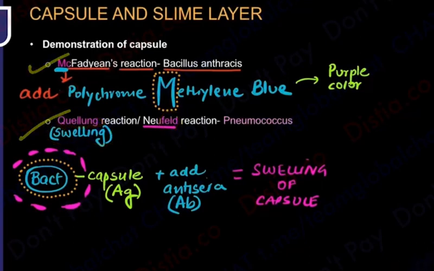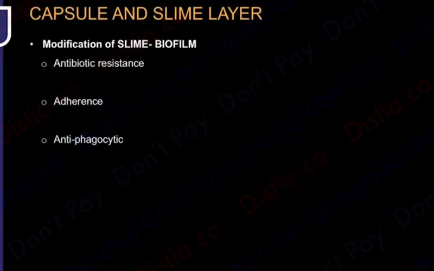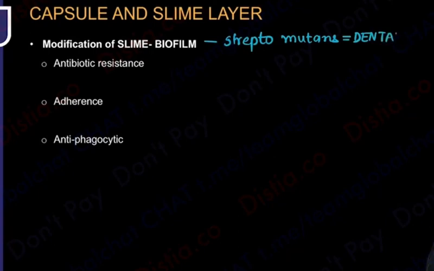These are the two tests, Mecfedian and Quellung. But what exactly is the modification of slime known as? If this gets modified, some of the bacteria will have it. That is going to result in a biofilm. I'll give you an example. You must have heard that there is an organism called Streptococcus mutans. In case you haven't heard, let me tell you. Mutans goes in the mouth. What does it cause in the mouth? It causes dental caries, which means it's going to cause damage to your teeth. Why? Because it forms a biofilm on your teeth. That is why it causes dental caries.